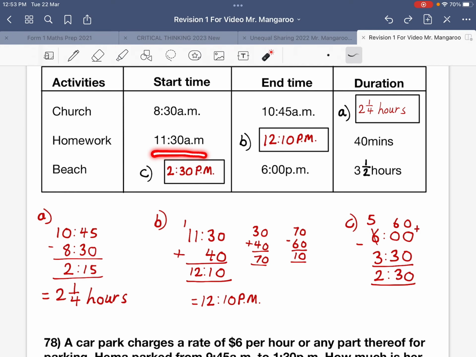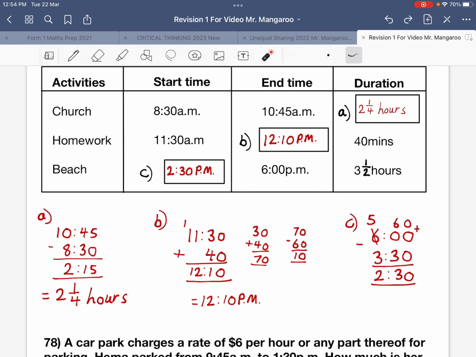10:30 plus 11:30 plus 40 is 12:10. We can see the working here, right? 30 plus 40 is 70. So we take away the 60, that 1 hour, we add it to the 11, and the remaining 10, we put it for the minutes.